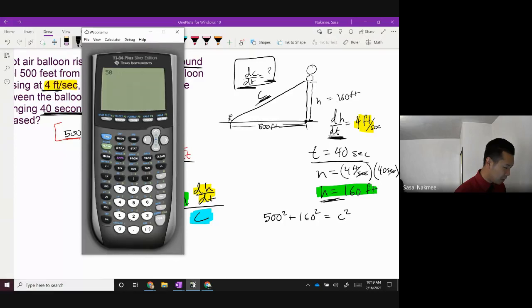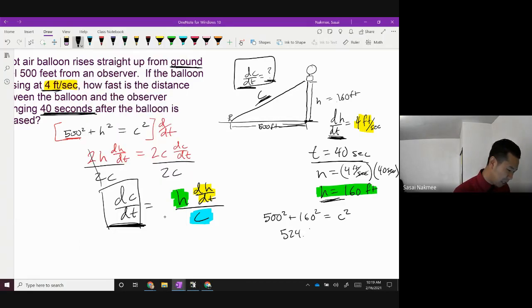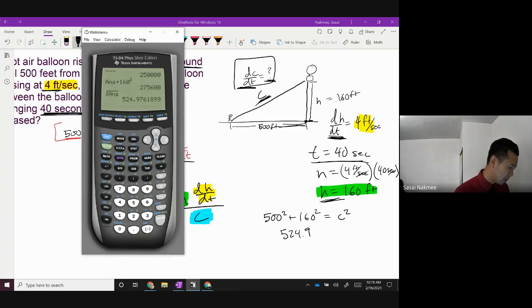And you know what? Let's just double check. Yeah, 250,000, right? Plus 160 squared. And that's going to be a total of that number right there. And I'm going to take the square root of that because I'm going to solve for c. So I'm going to hit second, square root, answer. And I get 524.9. How many decimal places do I want to round this to? 976.